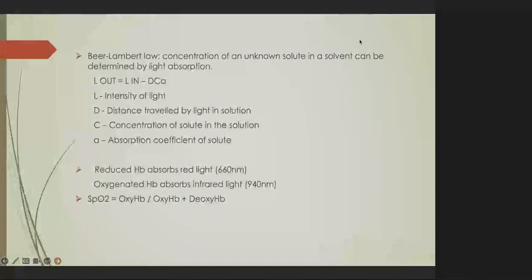Okay. Yes, so the principle is the Beer-Lambert law, where the concentration of an unknown solute in a given solvent is determined by light absorption. So the reduced hemoglobin will be absorbing the red light, that is 660 nanometers, while the oxygenated hemoglobin will be absorbing the infrared light, that is 940 nanometers. And SpO2 is determined by oxyhemoglobin upon oxy plus deoxyhemoglobin.